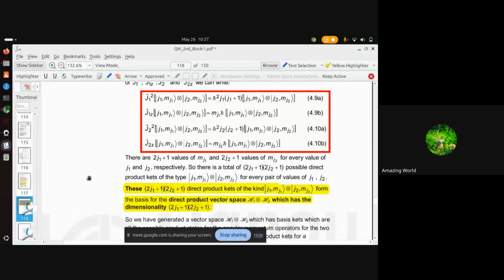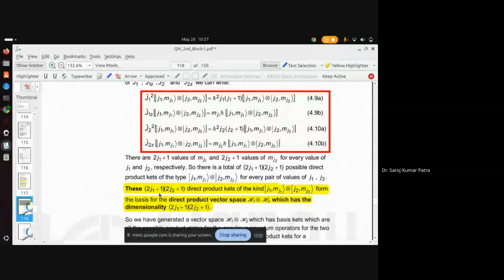All right. So as I said, these 2J1 plus 1 into 2J2 plus 1 direct product kets of the kind J1 MJ1 outer product with J2 MJ2 form the basis for direct product vector space H1 outer product with H2, which has the dimensionality 2J1 plus 1 into 2J2 plus 1.